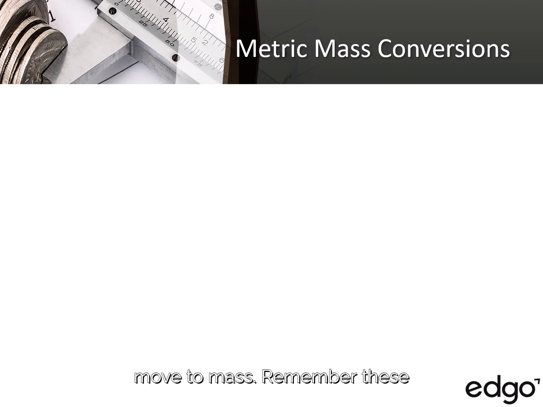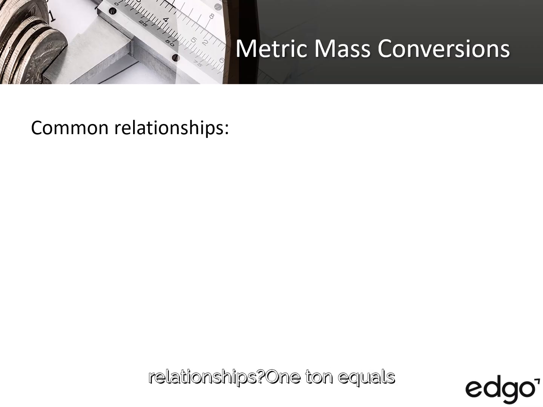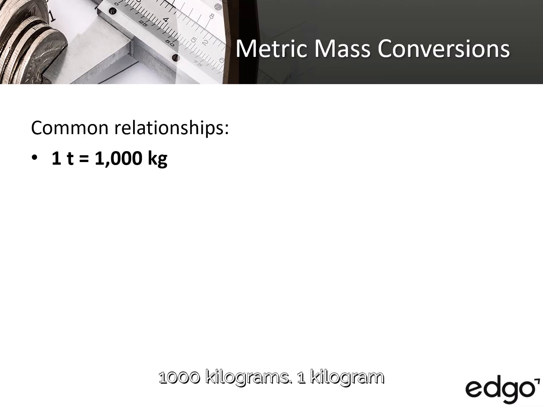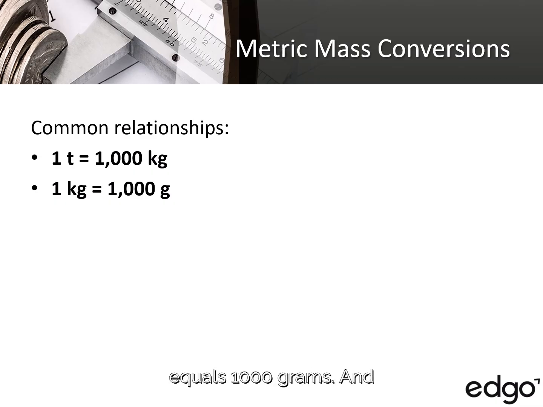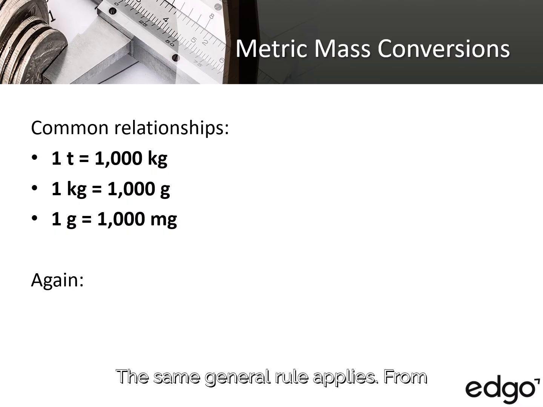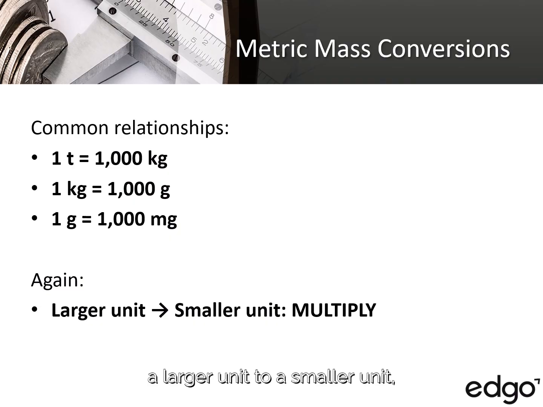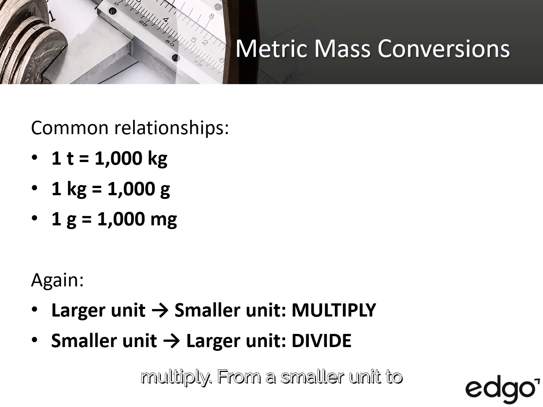Now let's move to mass. Remember these relationships. 1 ton equals 1,000 kilograms. 1 kilogram equals 1,000 grams. And 1 gram equals 1,000 milligrams. The same general rule applies. From a larger unit to a smaller unit, multiply. From a smaller unit to a larger unit, divide.